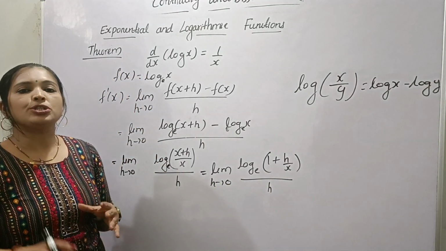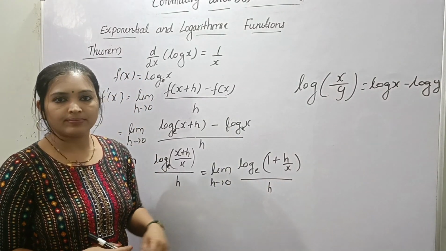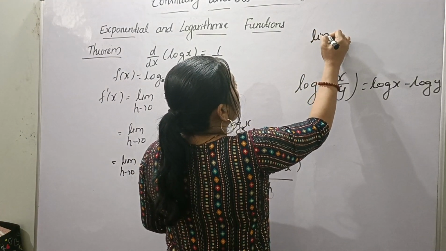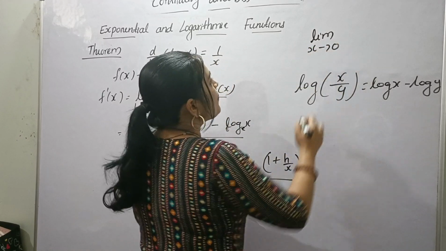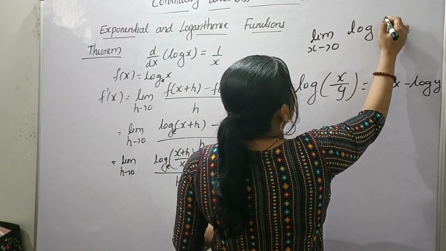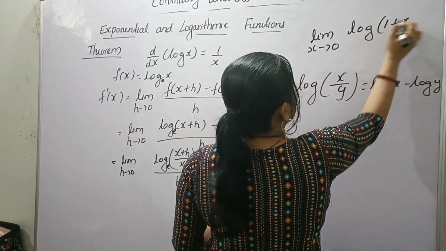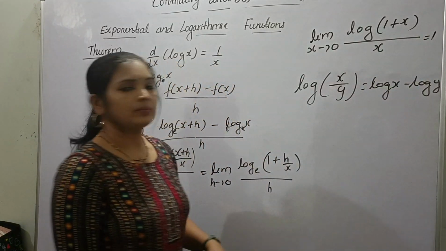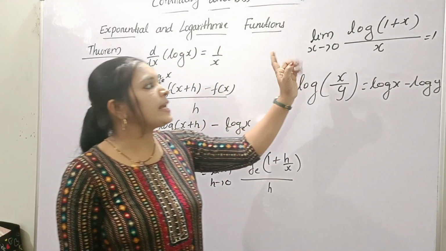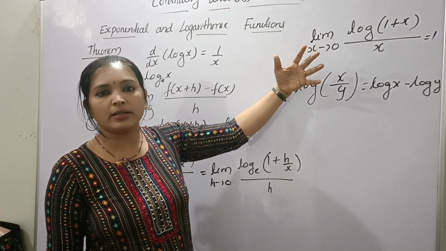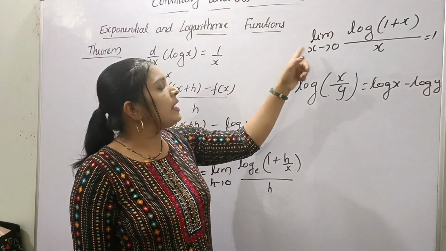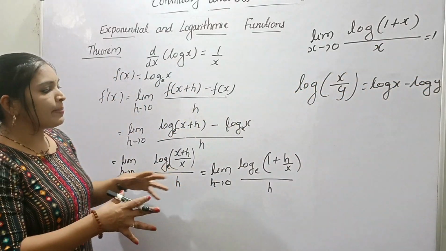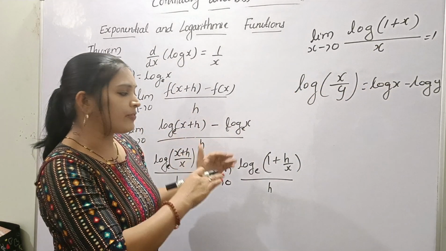Then let's multiply and divide by 1 by x. Why? Because we have a standard limit: limit x tends to 0 of log(1 plus x) divided by x is equal to 1. This we also studied in our limits chapter in class 11. So let's make it in the form of log(1 plus x) divided by x.